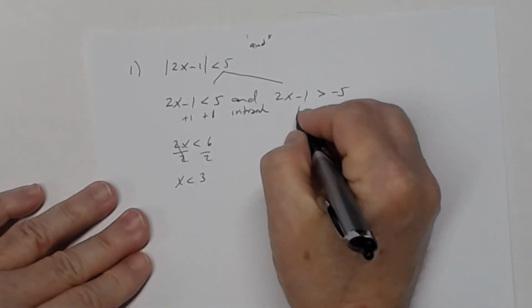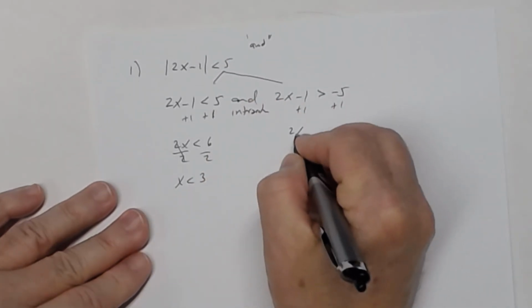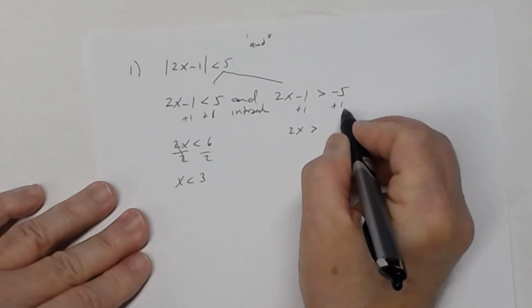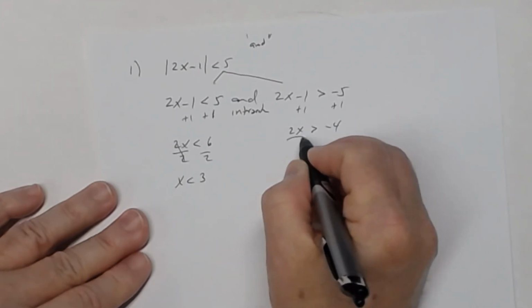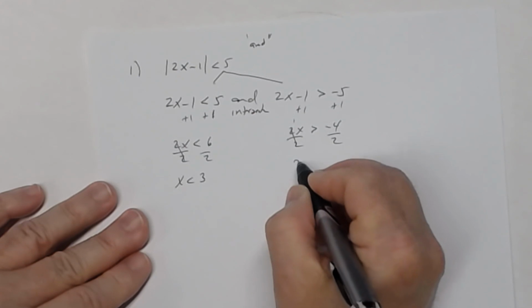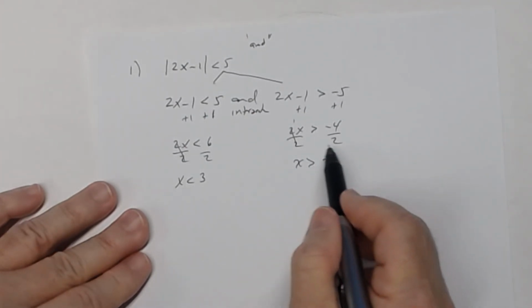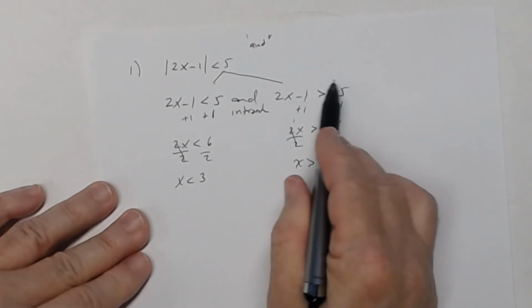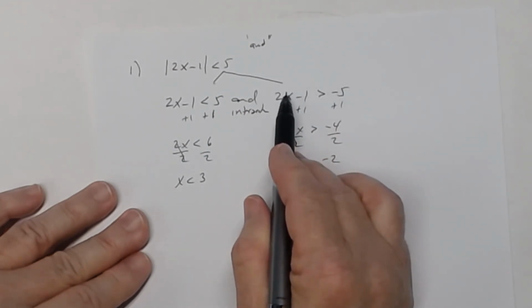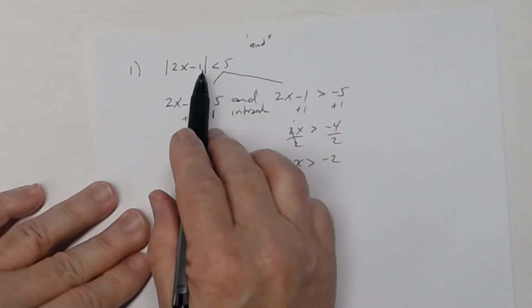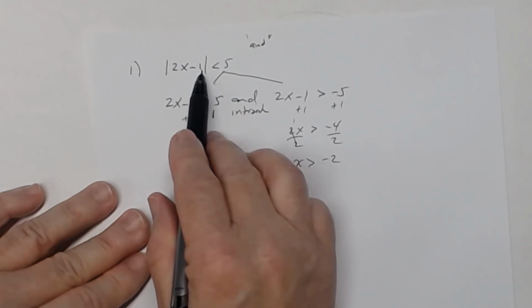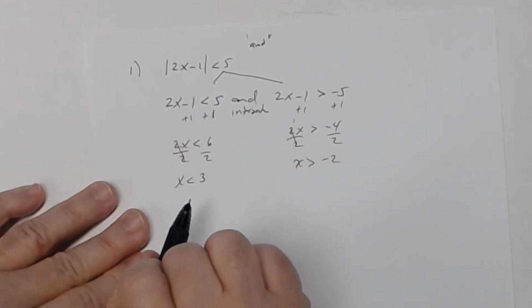Over here, we add 1 to both sides. So I get 2x is greater than negative 5 and 1, which is negative 4. Divide both sides by 2. I get x to be greater than negative 2. And remember, any real number greater than negative 2 is a solution to this only. It may or may not be a solution to the original. That's where that intersection comes in.